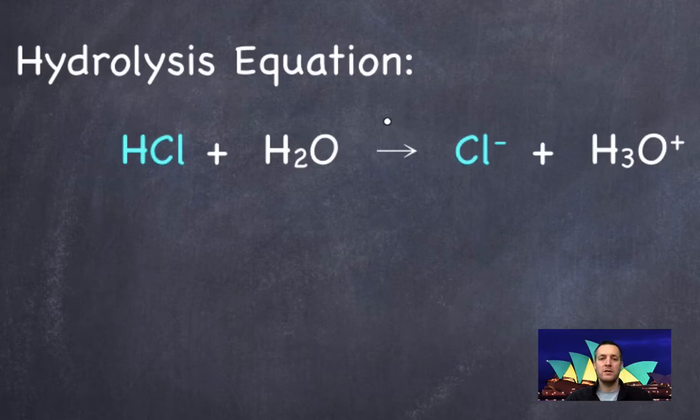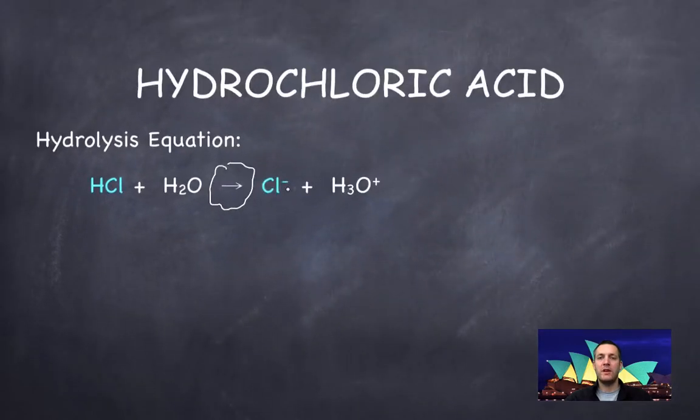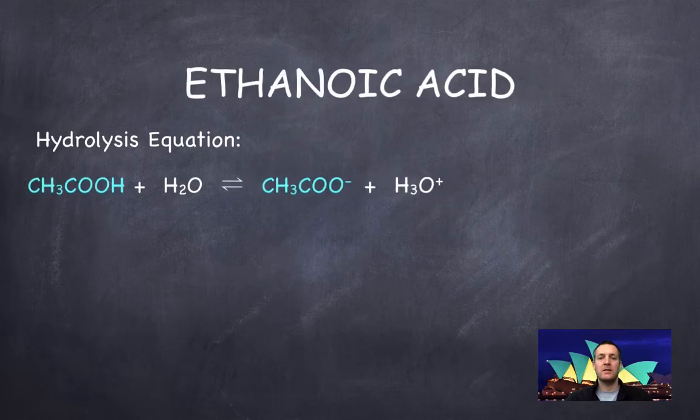What we might have noticed here is that it's got this one-way arrow in it. Now because it ionizes completely, what this is telling us is that every single molecule that we put into water is going to turn into a chloride ion and give H+ ions to water. So in other words, this is a one-way reaction. All our reactants turn into products. That's what we mean by a strong acid. It ionizes completely.